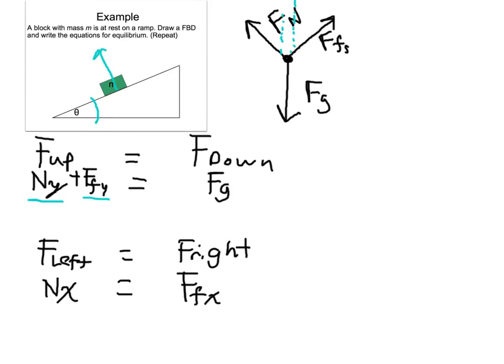So here's where we were. We realized that F up was N in y plus F in y, F left was N in x, F down was Fg, and F right was the force of friction in the x direction. Well, now we can actually fill in what we've learned. We know that N in y is N cosine theta, and N in x is N sine theta. But now we have to worry about the frictional force. So let me draw friction as green here.